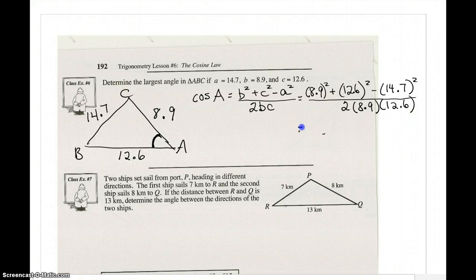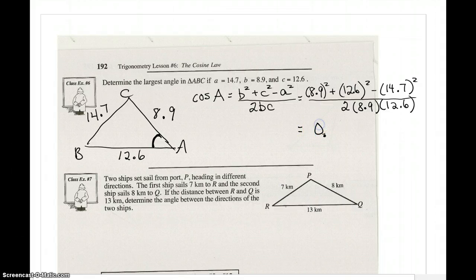Once I have all the numbers in, I've done some calculation. Again, I encourage you to go ahead and use your calculator to do this. Make sure that you follow BEDMAS. Remember that the top, the numerator, is all in brackets at the end. Then you figure out your denominator and do that final division at the end.